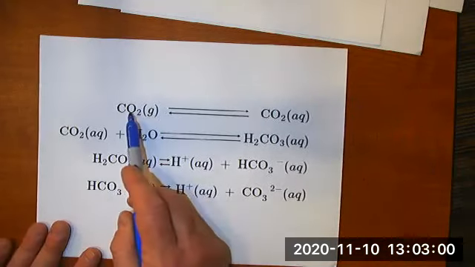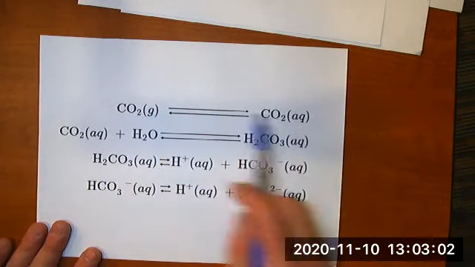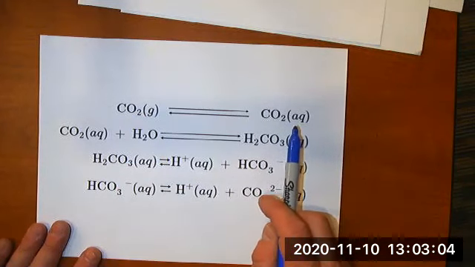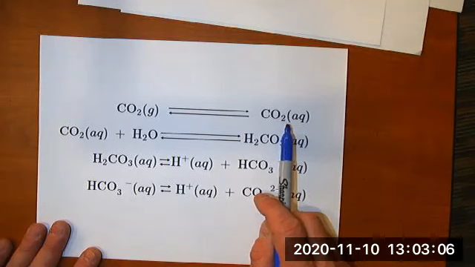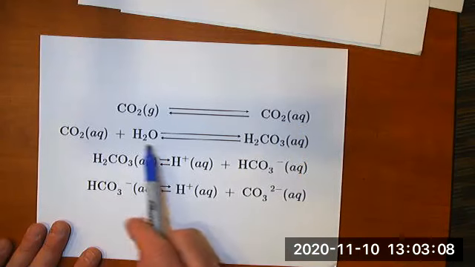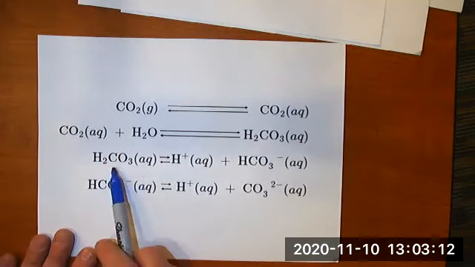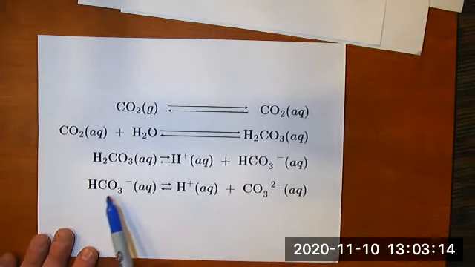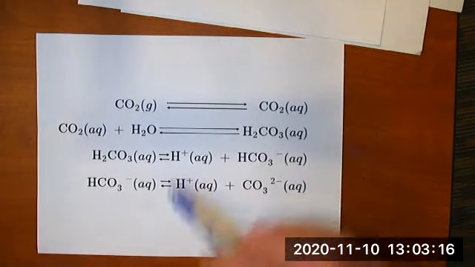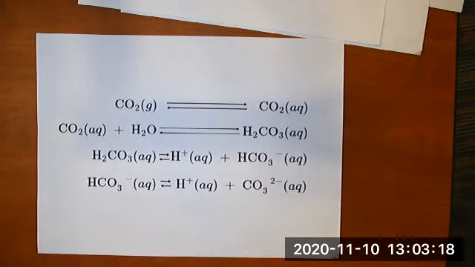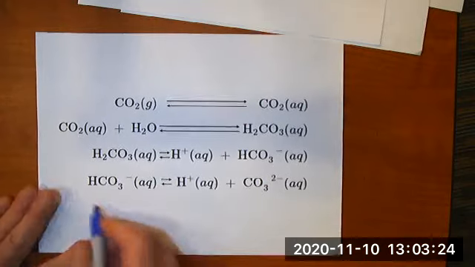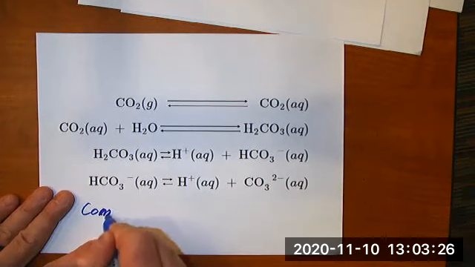And so we have carbon dioxide gas in equilibrium with solvated carbon dioxide. Carbon dioxide in solution reacts with water to make carbonic acid. Carbonic acid can deprotonate once, it can deprotonate twice. And all of these equilibria are interacting with each other. The little bit of terminology that's introduced in this is something called the common ion effect.